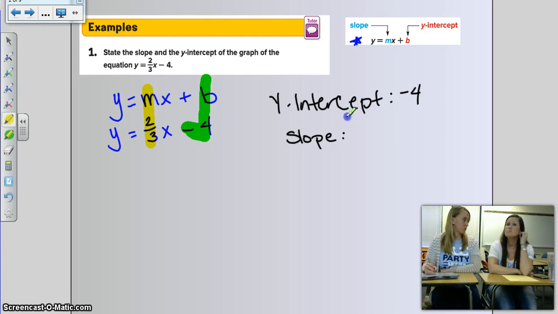So do you want me to leave that as 2/3? I sure do. So don't touch it. Always leave that in fraction form. Yeah. Just like with rate of change, leave it in fraction form. Fraction. Got it.